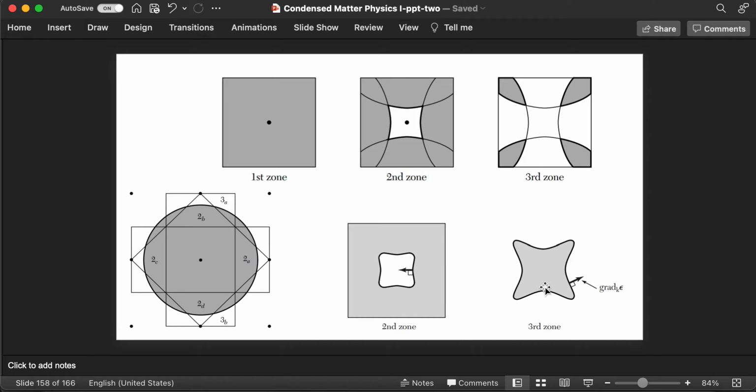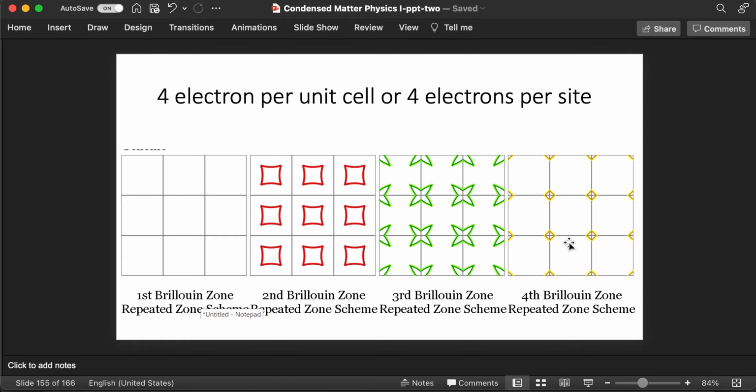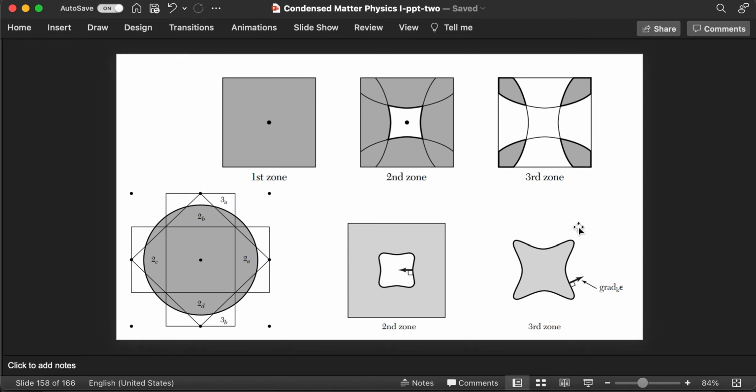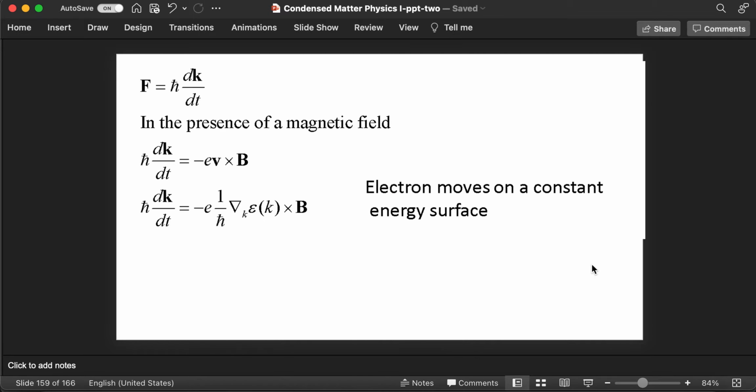Just to make that clear, let me go back here. If you see, this is the segment. This becomes nicely rounded because of the periodic potential and becomes like this. And you can see the gradient of the surface is pointed in both directions, both second zone and third zone.